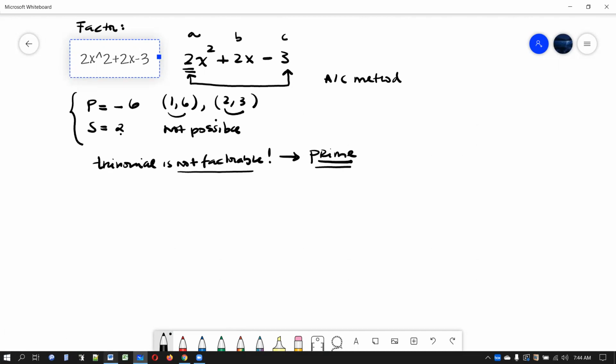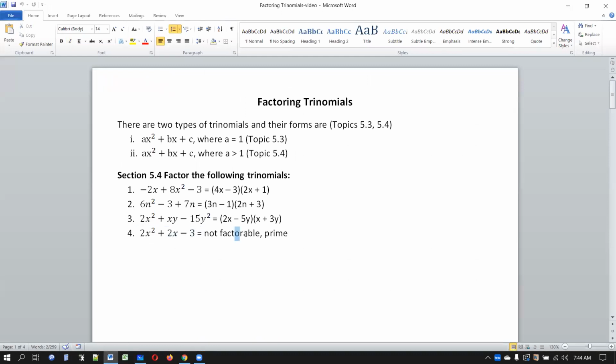Okay, let's check the answer. I think the answer is correct. Not factorable or prime. Great, so that's good. Very good. So that's another example. And let's do the last one here.